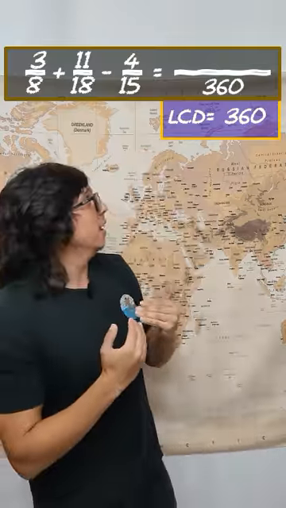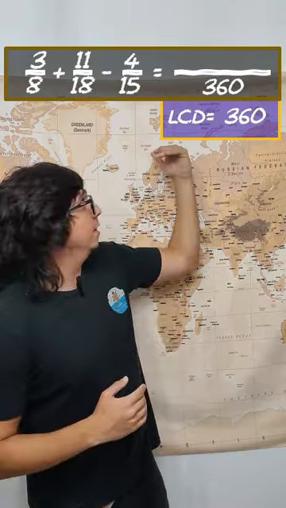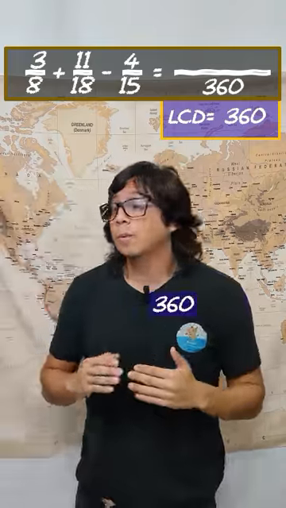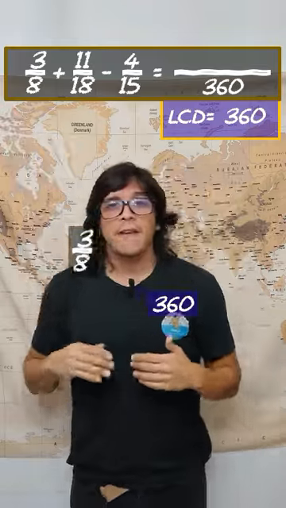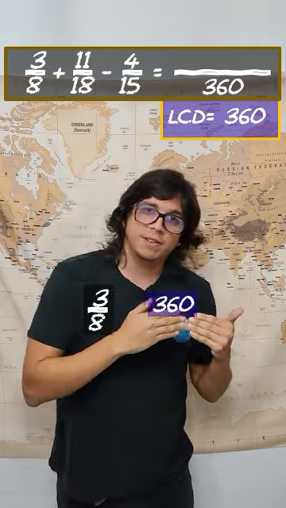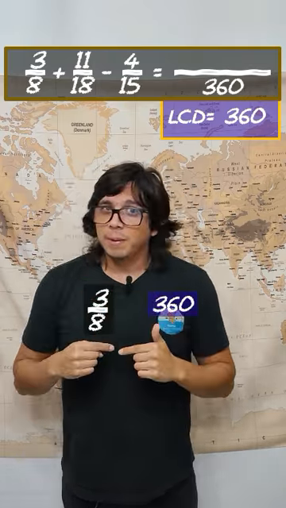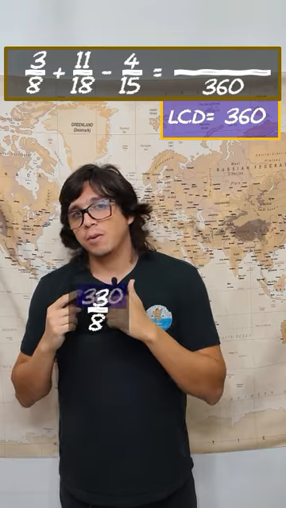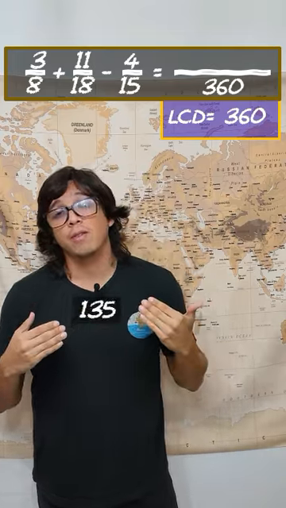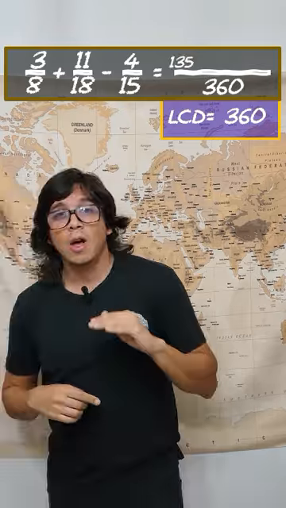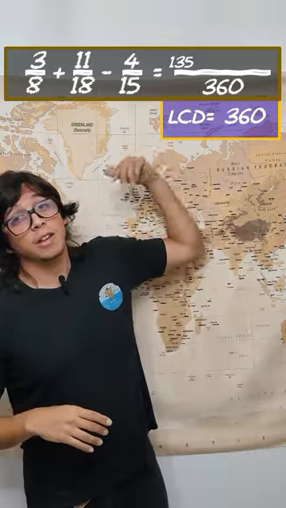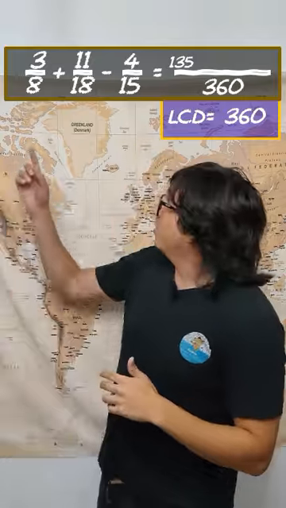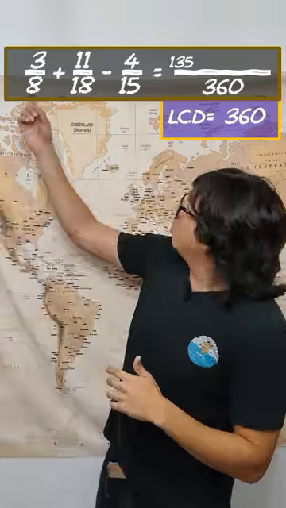The next step is to take the least common denominator, in this case 360, and multiply it by every single fraction here, starting with 3 over 8. How do we do this multiplication? We multiply 360 times the numerator divided by the denominator. So 360 times 3 divided by 8 is 135, and we move it to our answer. It is the first number in the numerator of our answer. Then we have the positive sign, we simply write it down.